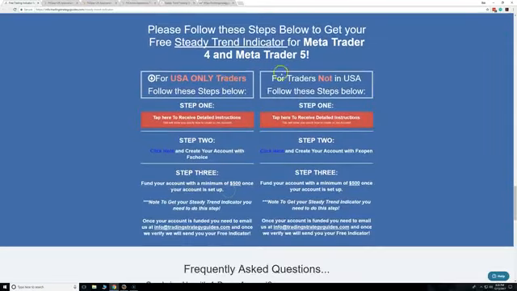Please follow these steps. Again, US only. This section right here is your section, US only, guys. This is your section, and everybody else is over here.